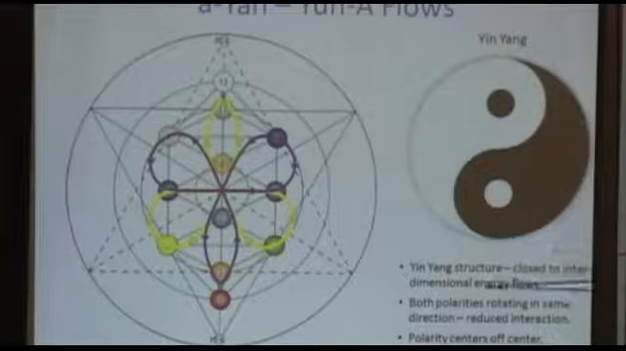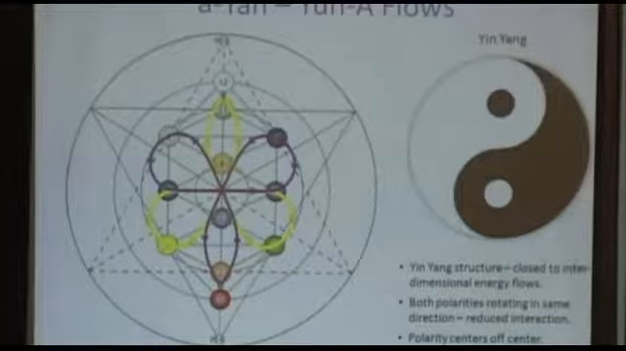It's closed to interdimensional energy flows. There's no connection to higher levels. We can see that both polarities are basically rotating in the same direction. The two polarities are represented by the black and the white. They're basically rotating in the same direction.